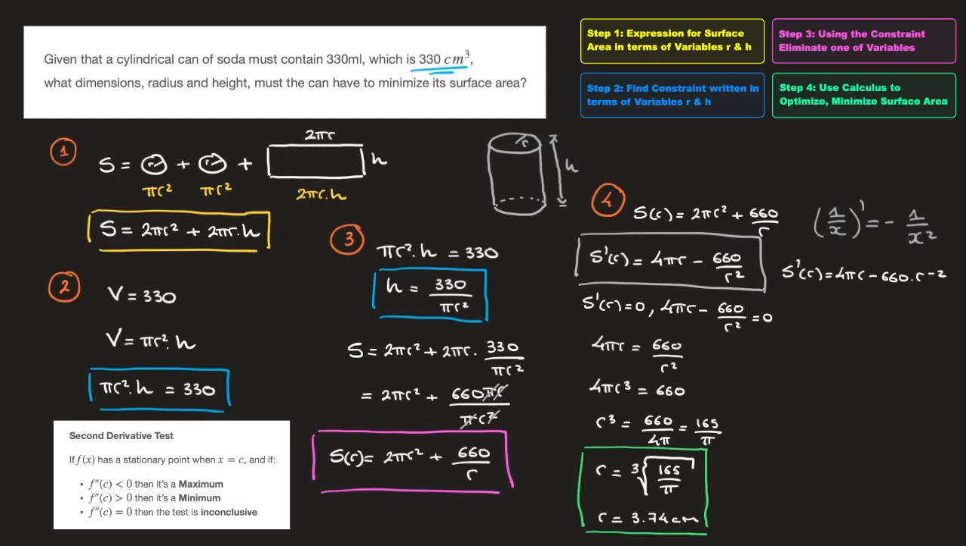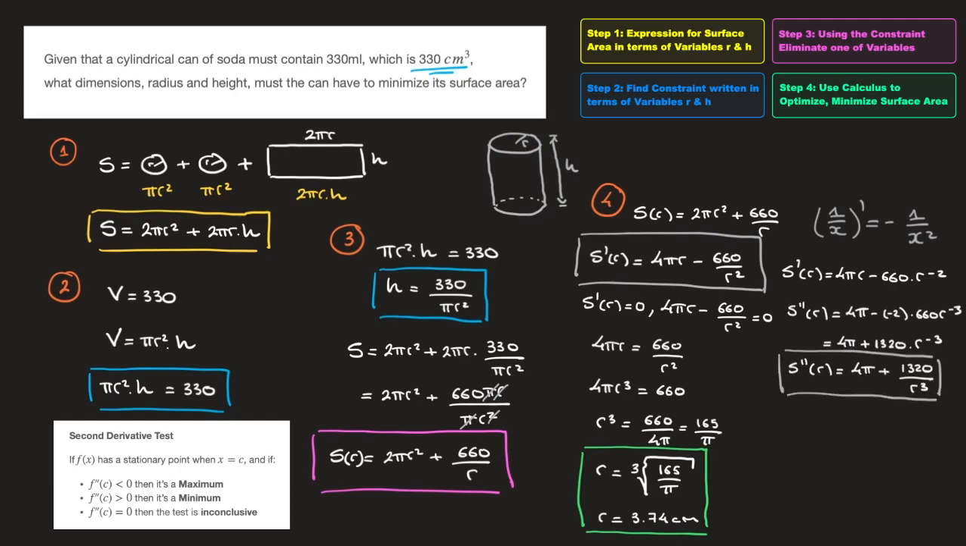If I differentiate this again using the power rule, we obtain s dash dash of r equals 4 pi minus negative 2 times 660 times r to the negative 3. And that's equal to 4 pi plus 2 times 660, which is 1,320 times r to the negative 3. In other words, the second derivative s dash dash of r is equal to 4 pi plus 1,320 over r cubed. And again, I could go ahead and box that intermediate result.